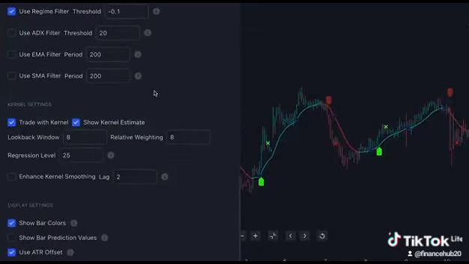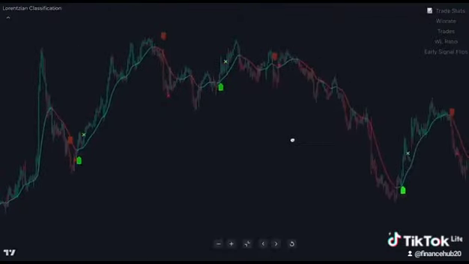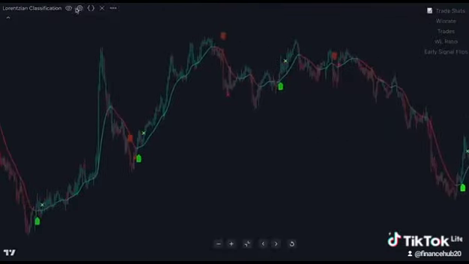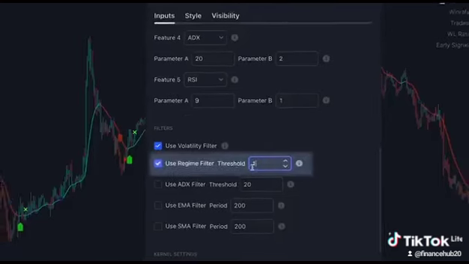Always remember that beside each option in settings is an icon that, if highlighted, will provide you with an explanation on what each option is for. So as mentioned, this indicator is more suited for longer-term trading, such as swing trading. Go ahead and go to the filter settings and increase the regime filter to 1.